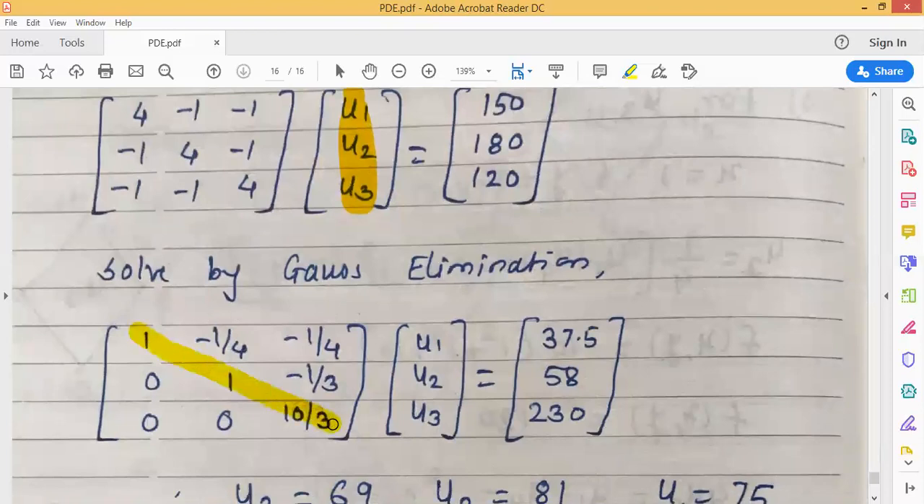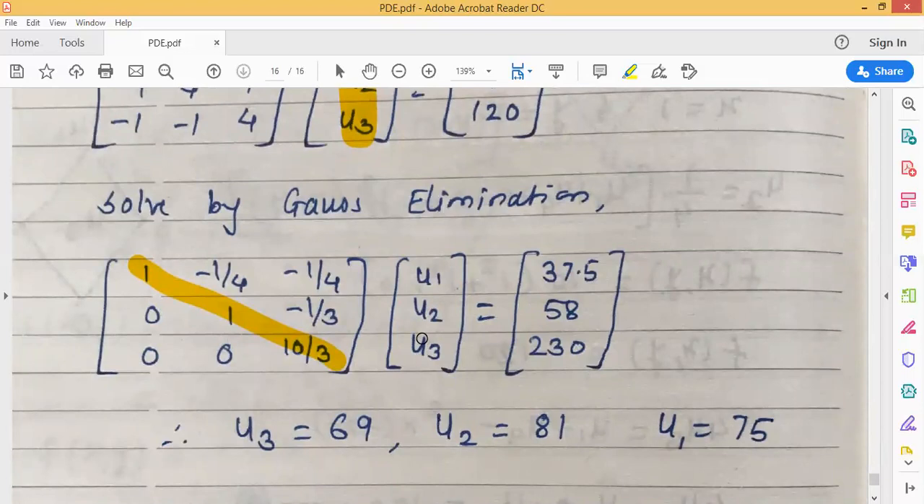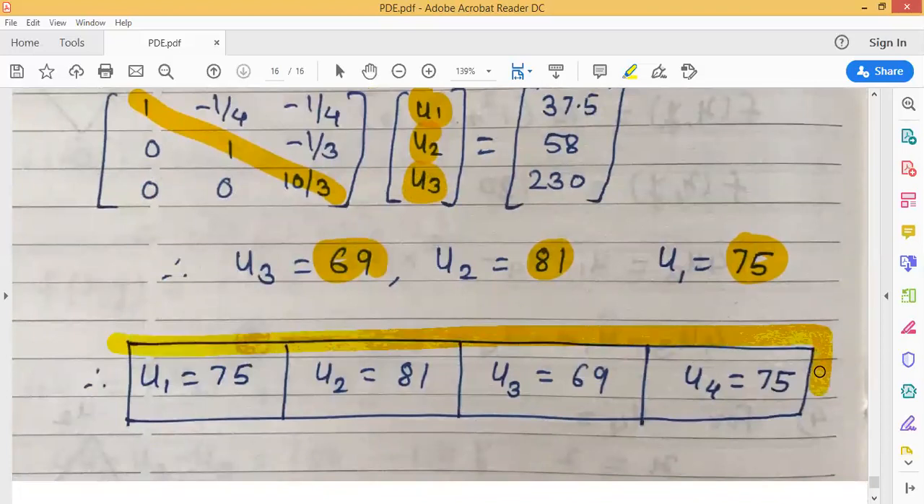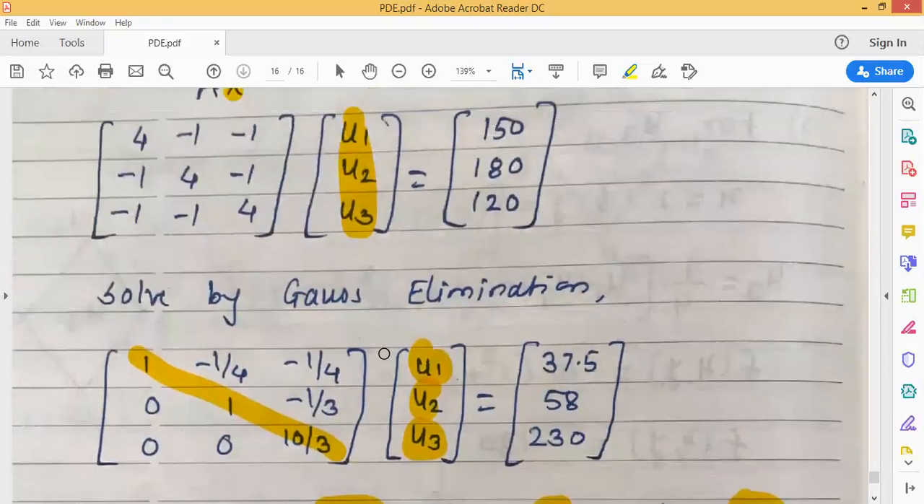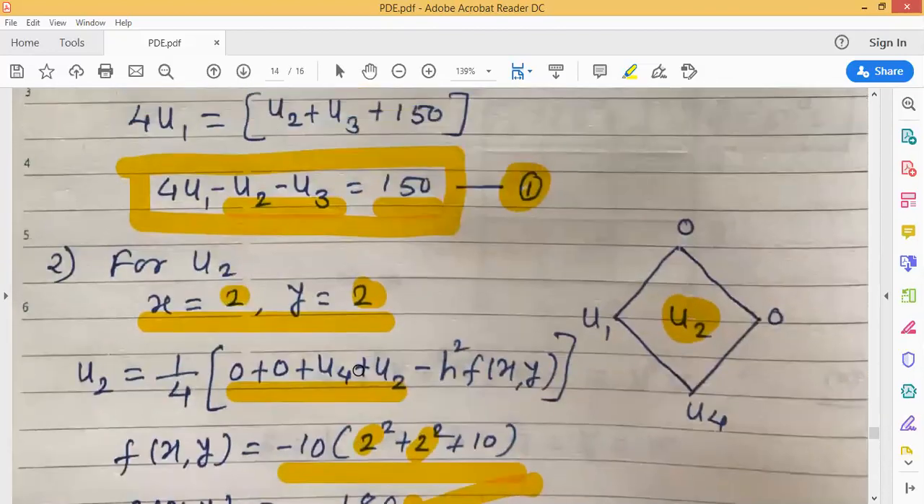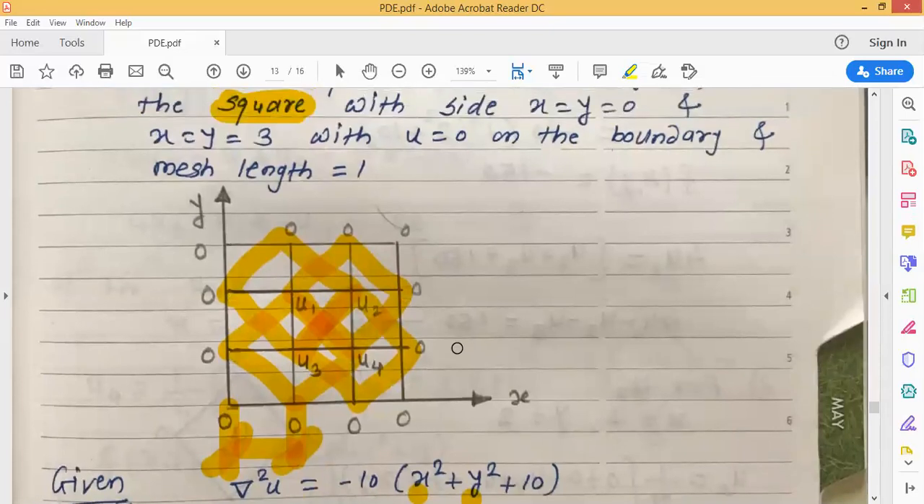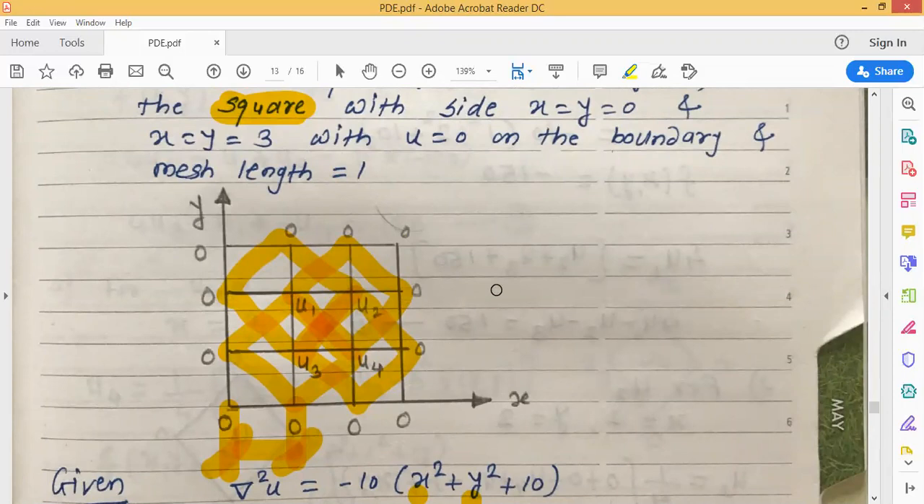This is the upper triangular matrix where these values are 0. By using backward substitution, we find the value of u3 first, then u2, and then u1, which is equal to u4. Here I have to write down all these values for this Poisson's equation problem. In this problem the mesh value given is zero, that's why it is very simple. But in some cases these values are given, and then it is quite difficult compared to this problem. So this is about the Poisson's equations.